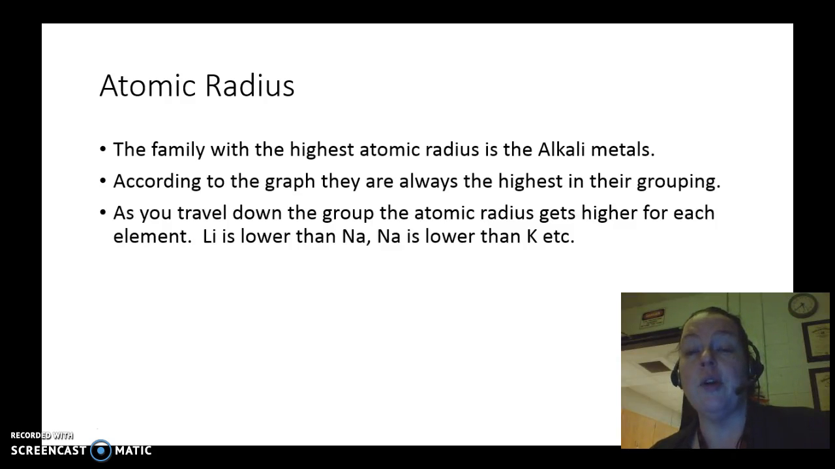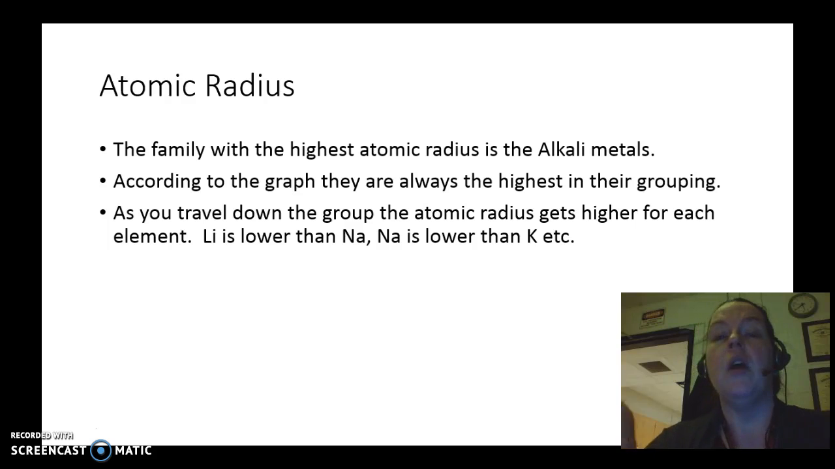As we look down the group, we see that Li is actually lower than Na. So as we go down the group, we get higher. So what does that tell me? Well, it tells me that the element on top of the group is the lowest in the group, and the one on the bottom is the highest. So if we know that the family with the highest atomic radius are the alkali metals, and we know that it gets bigger as we go down, we can determine that francium is the largest atom.